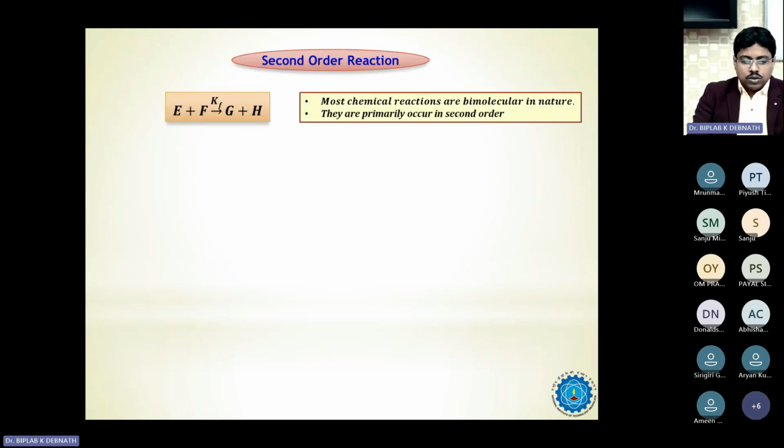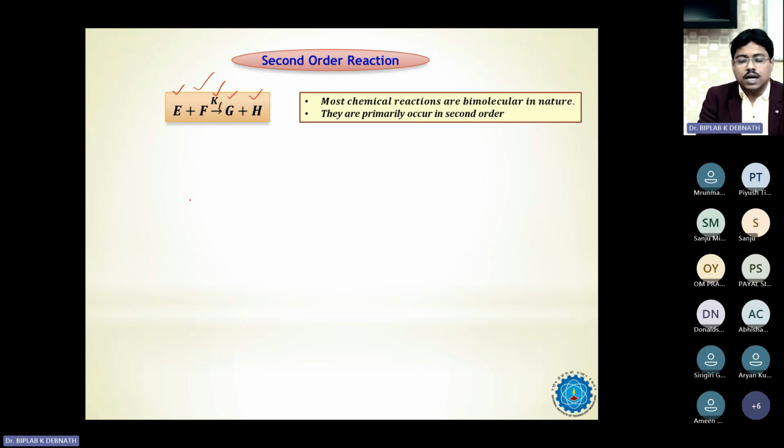So now let us move to the second order reaction. Let us consider a second order reaction where you have E and F as the reactants, and they are producing the products G and H with a forward reaction rate Kf. Most chemical reactions are bimolecular in nature.